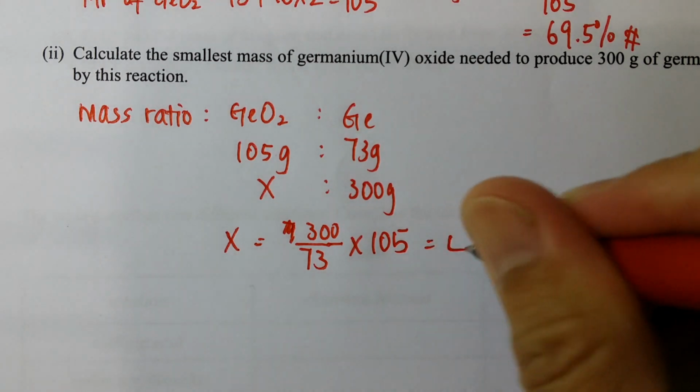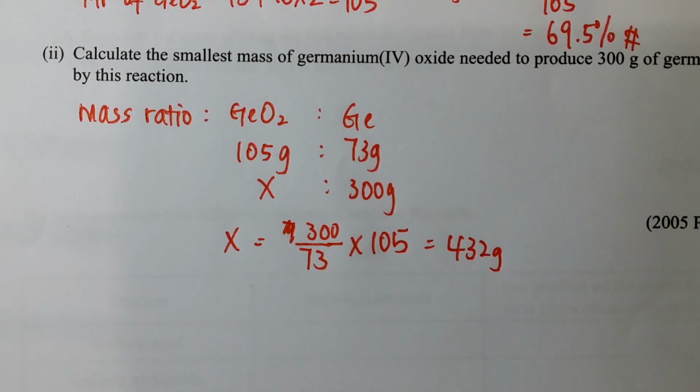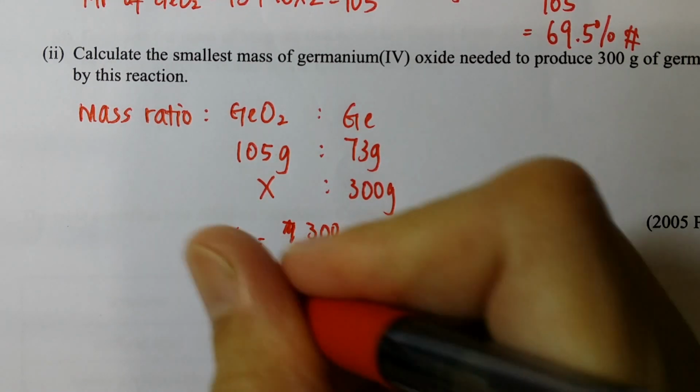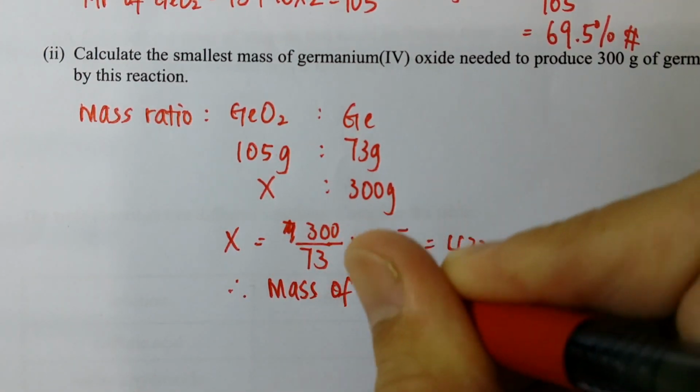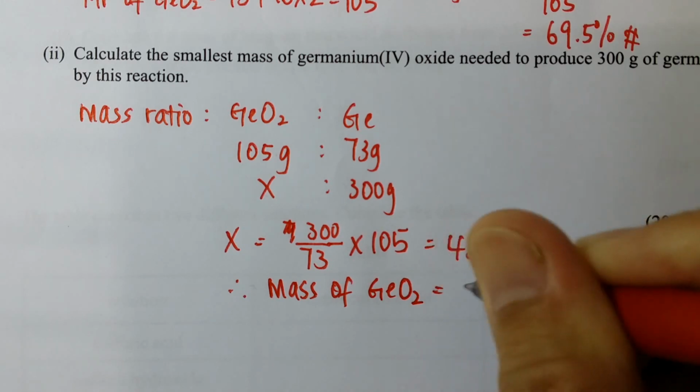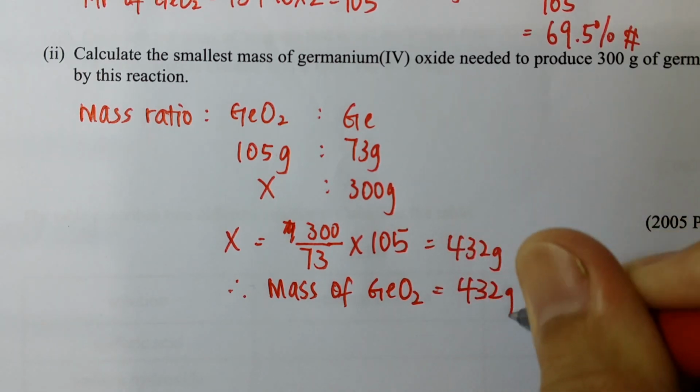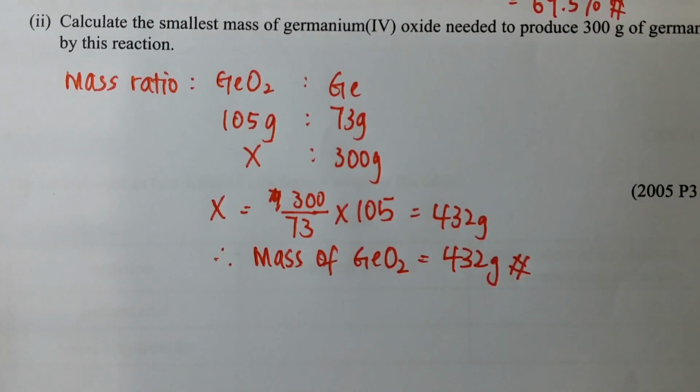You get 432 gram. So therefore, mass of GeO2 is 432 gram. That would do it.